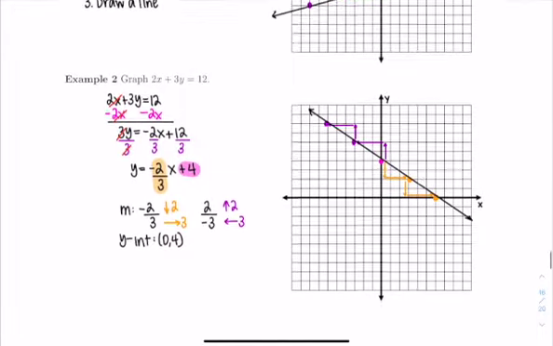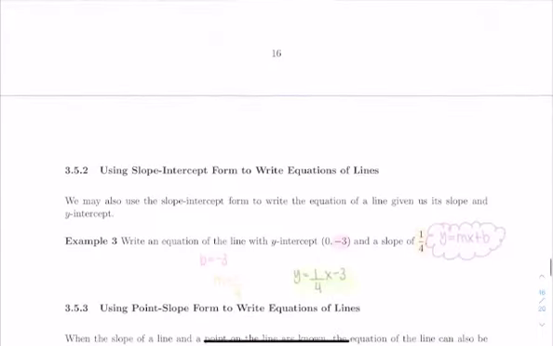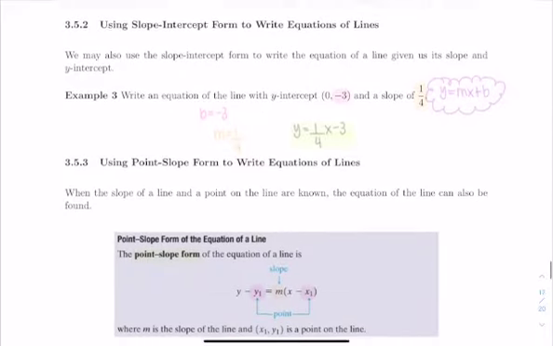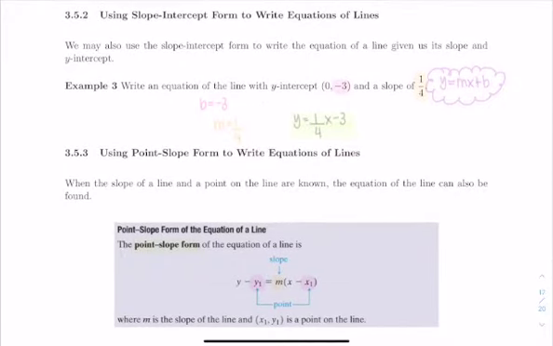Now what about using slope-intercept form to write equations of lines? We may also use slope-intercept form to write the equation of a line given its slope and the y-intercept. Just as a reminder, slope-intercept looks like y equals mx plus b, and m is the slope and b is the y-intercept.